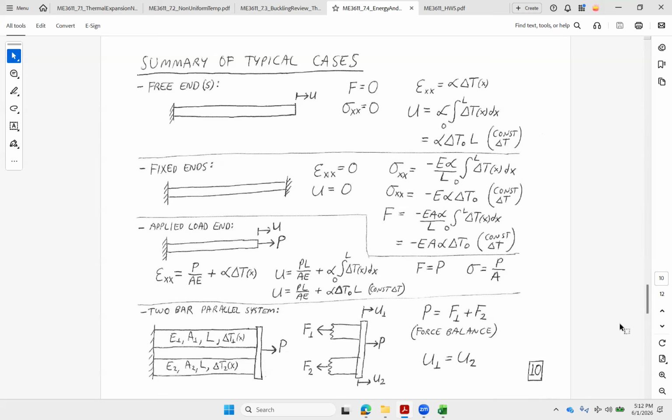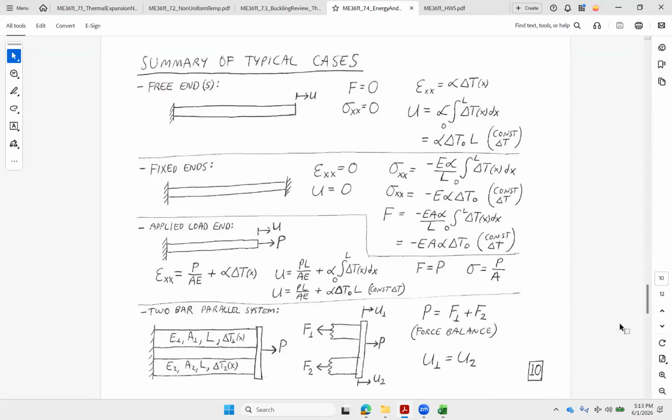Here's my expression for the stress. If it's a distribution, or if we've got a constant delta T, it's going to be E alpha delta T and a minus sign. And between force and stress, we just multiply by area to get our force expression.